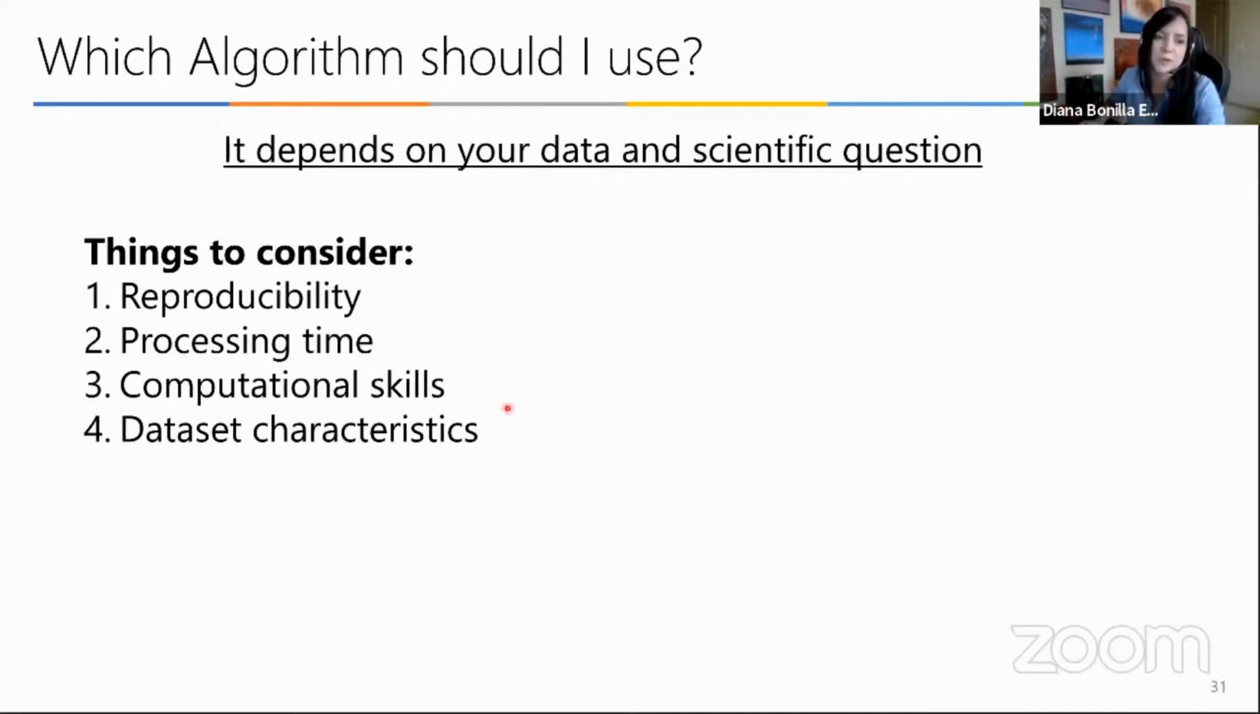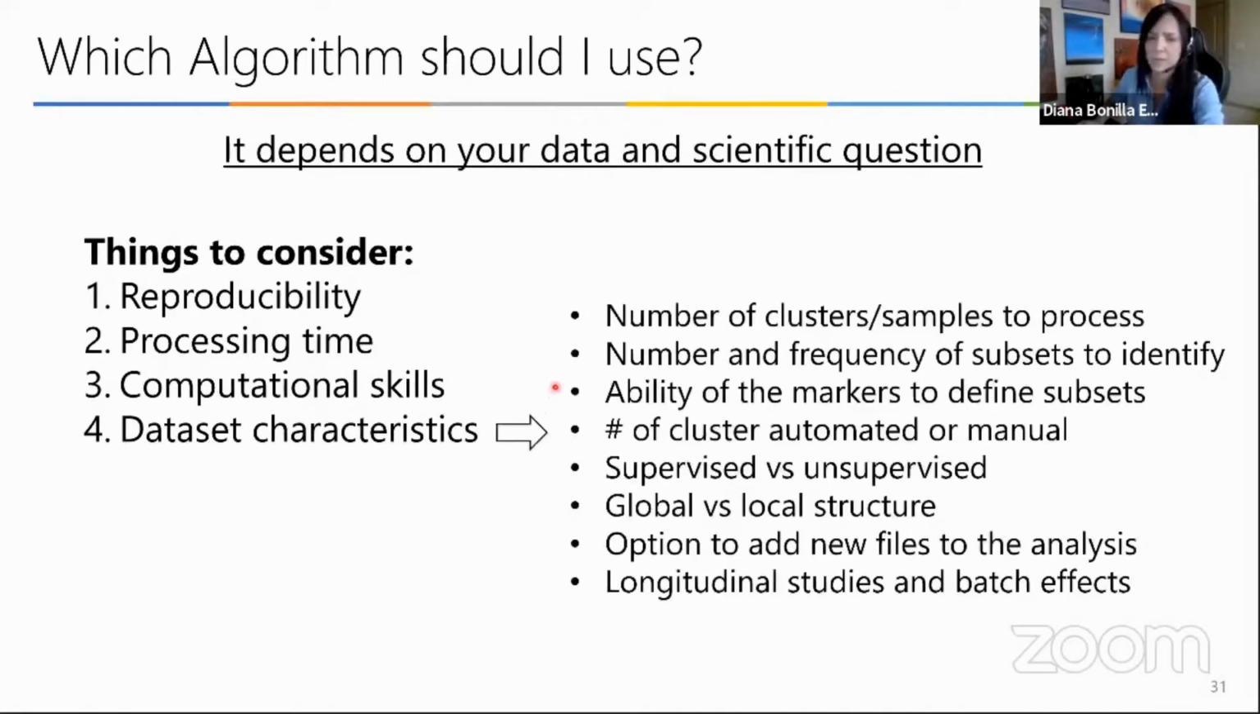And a lot of things to consider from your data set, and I'll be quick because I know I'm running out of time. How many samples you want to process? Is the one that you decided to use too slow to process your 500 samples? How you need to plan, and ideally having a biostatistician and a bioinformatician involved in the process of experimental design. How many subsets you want to identify? What's the frequency of your population of interest? If you have something you're tracking, or instead of fishing, if you want to define the number of clusters or subsets you want to get at the end, an automated way or manual, supervised versus unsupervised analysis.